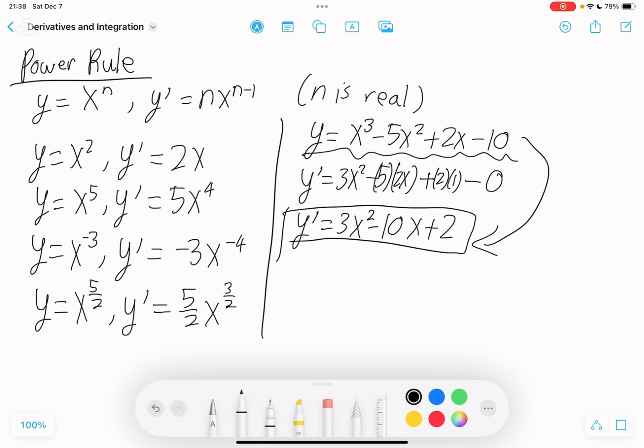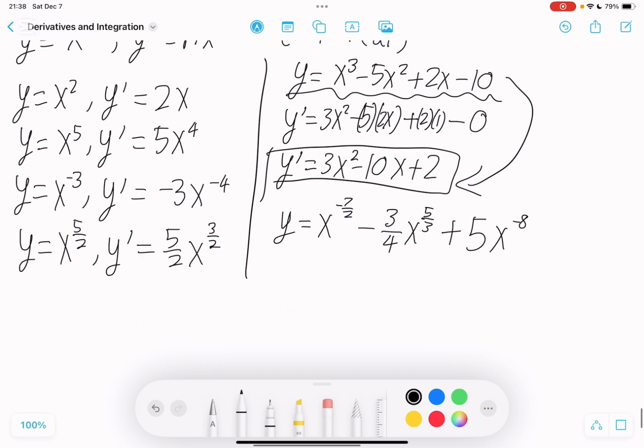So let's try another example. Let's say y is x to the power of negative 7 over 2 minus 3 over 4 times x to the power of 5 over 3. And we can add something else like 5x to the power of negative 8. To find the derivative, again we copy the signs down. That's minus, minus and plus.